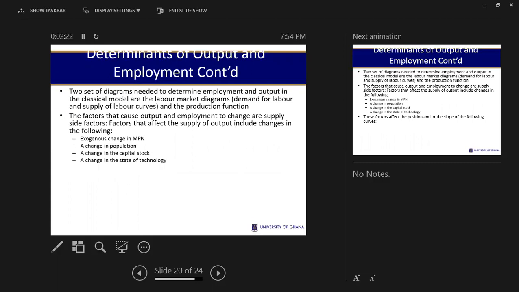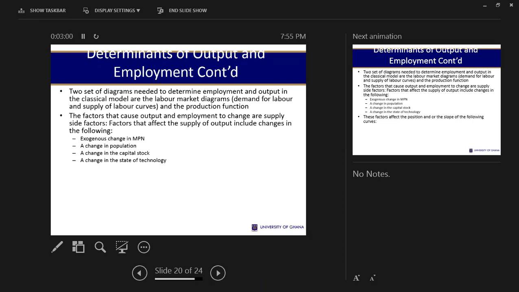And the first one is what? Exogenous change in marginal product of labor. If the benefit that the firms get from the last unit hired increases, then we know there's going to be a positive shift in the demand curve, which will cause an increase in output. If there's a change in population, we looked at that. If there's a change in capital stock and technology, those affect the production function. It will cause the production function to be steeper, which will cause an increase in output.